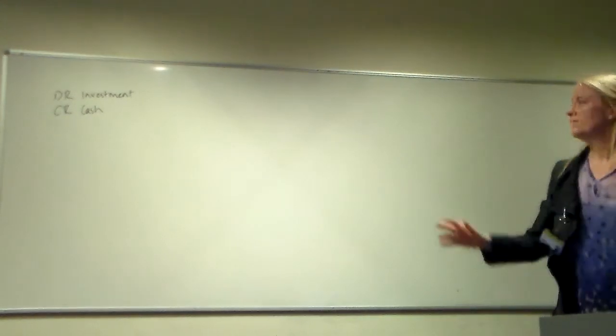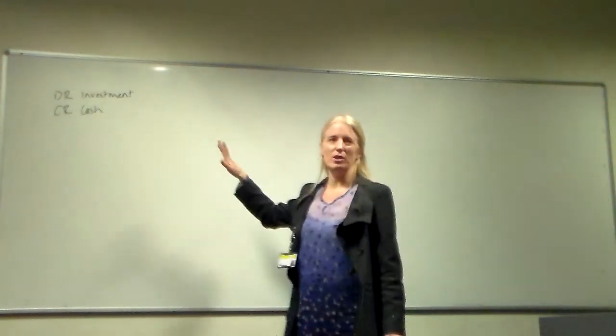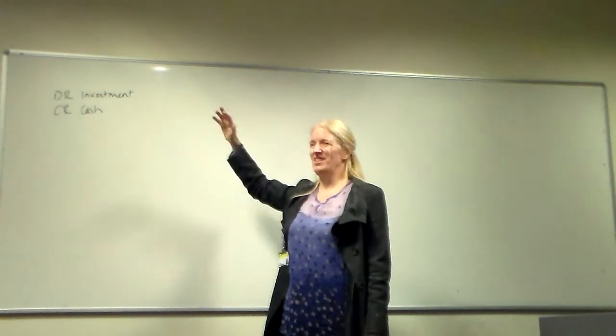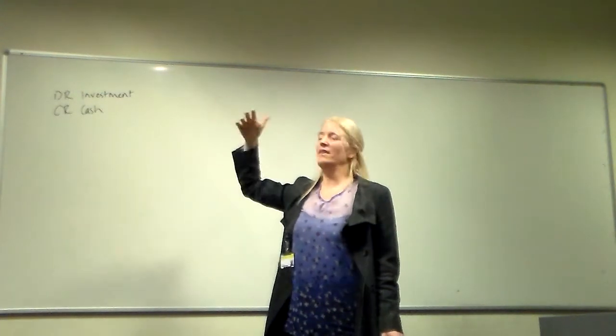Okay. Generally what happens when you buy an investment is that you simply debit the investment and you credit cash, right? However, that's if you've got, say, 10% of the shares of a company, or 5%, or 1%. That's what you're going to do, okay? And then when you get the dividends, you simply debit cash and you credit dividend income.